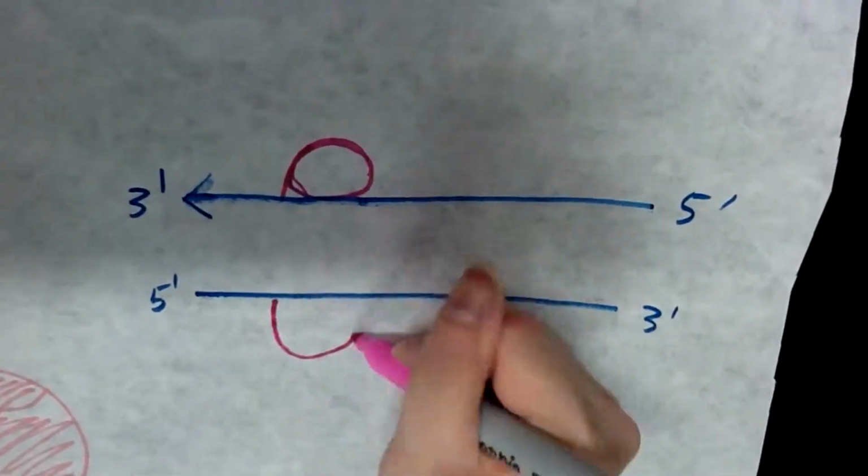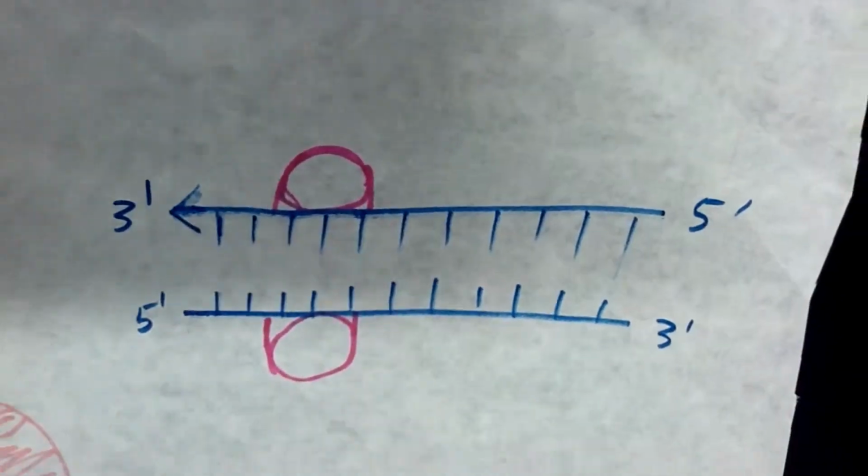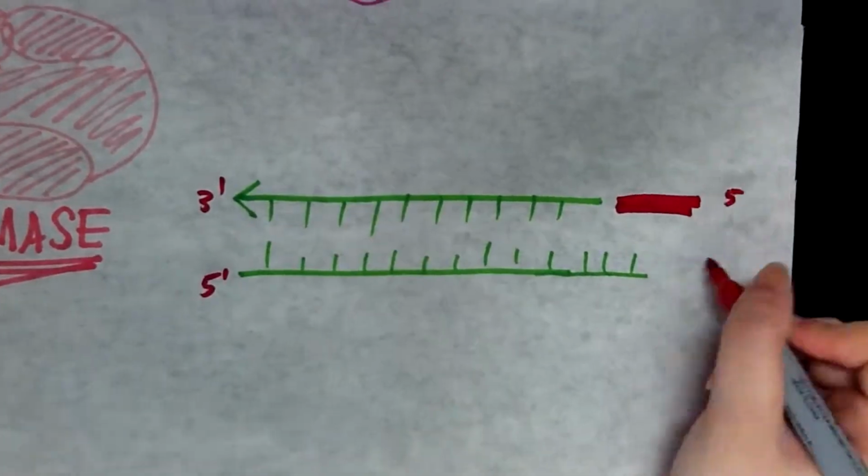The RNA primer is essential to DNA replication. It must be used to initiate each new fragment. The leading strand and every Okazaki fragment on the lagging strand begins with an RNA primer.